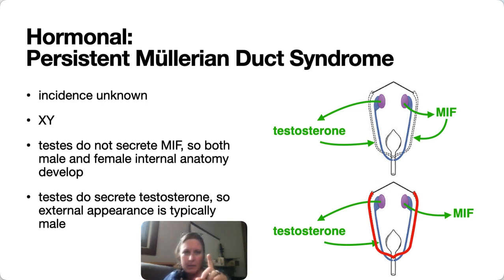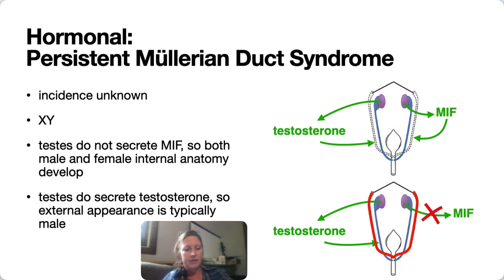Now remember, the upper 2/3 of the vagina actually develops with the internal anatomy. So they have the upper 2/3. But the lower third of the vagina, the part that's closest to the external opening, actually develops with the external anatomy. And because these individuals produce testosterone, they are not likely to have a vaginal opening. They have no idea that they have a whole other set of anatomy in their bodies. Everything on the outside looks typically male.